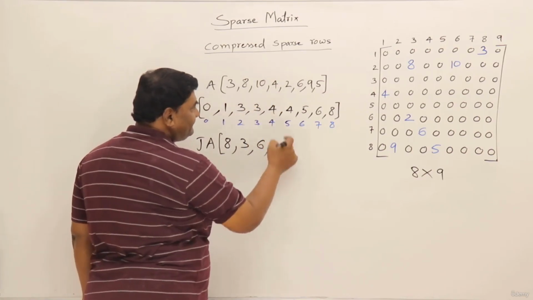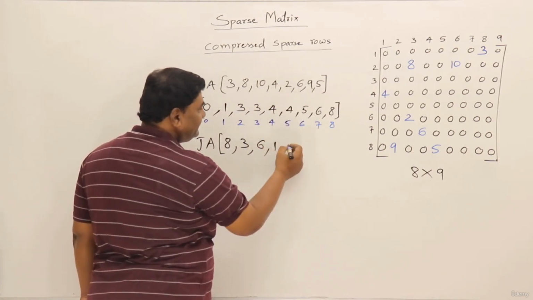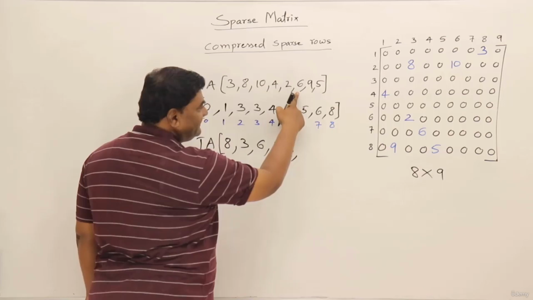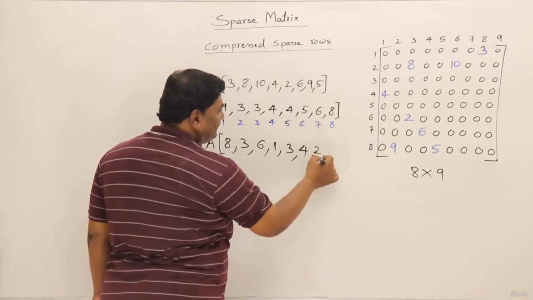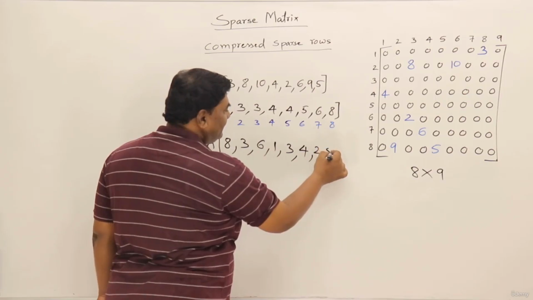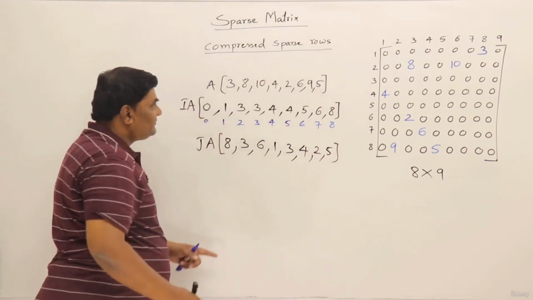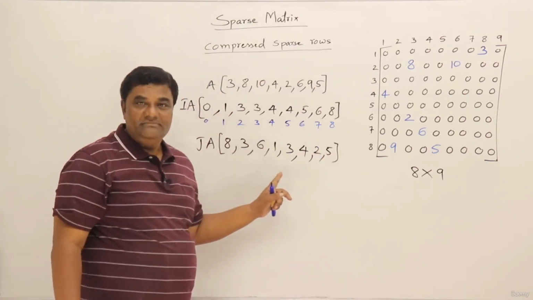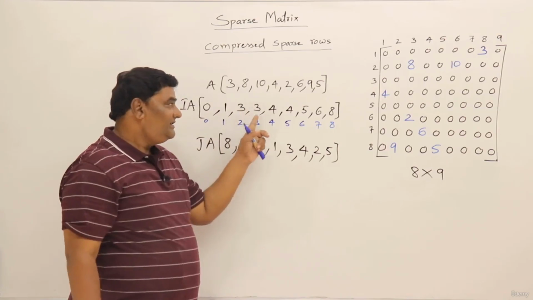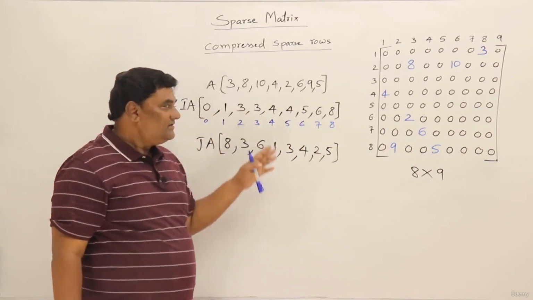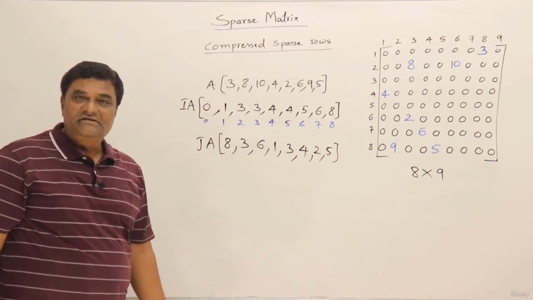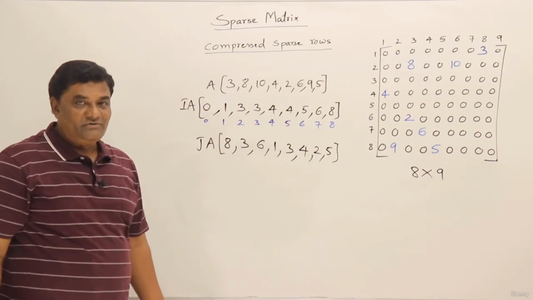This is in the first column, and 2, this is in the third column. Then 6 is in the fourth column. Then 9 is in the second column. Then 5 is in the fifth column. So as many elements as there are, that many columns are there. But here, as many rows as there are, plus 1, because it starts from 0 onwards. So this is another method that is called compressed sparse row.